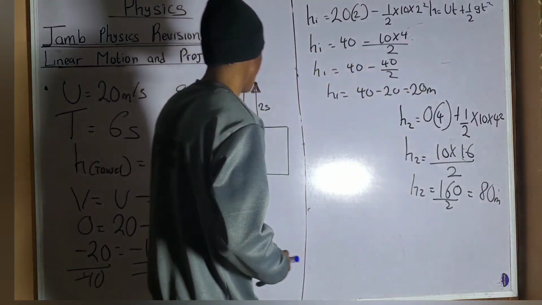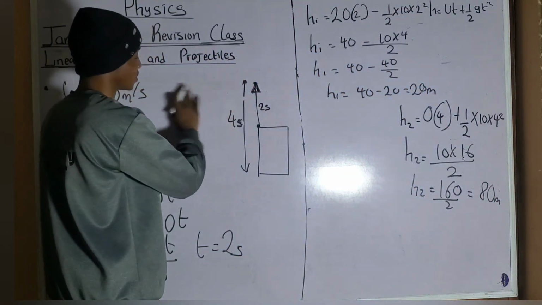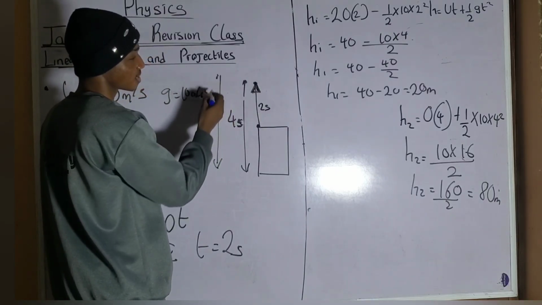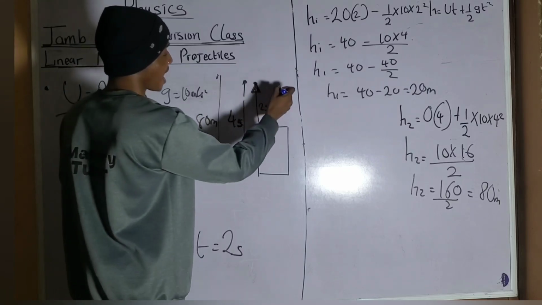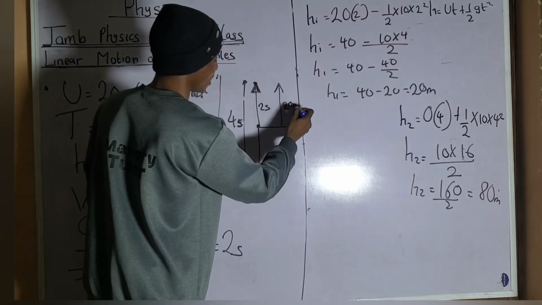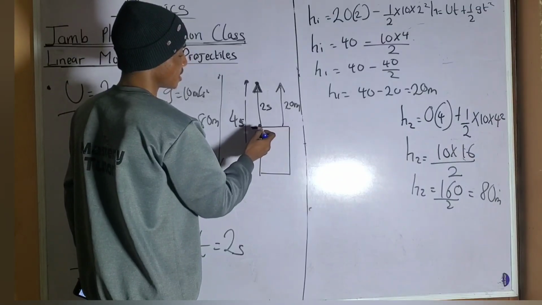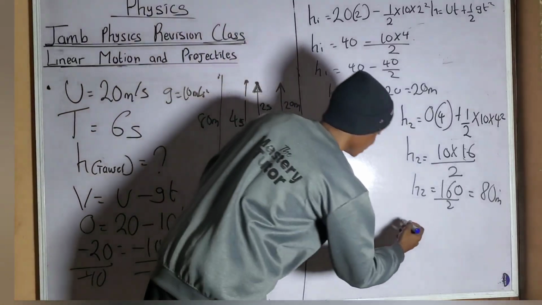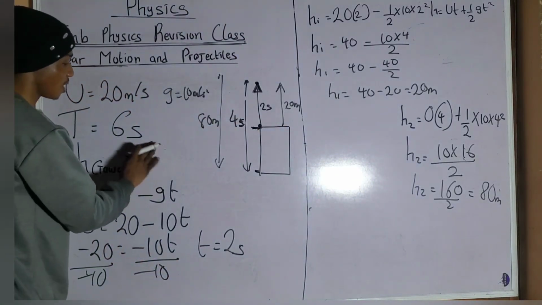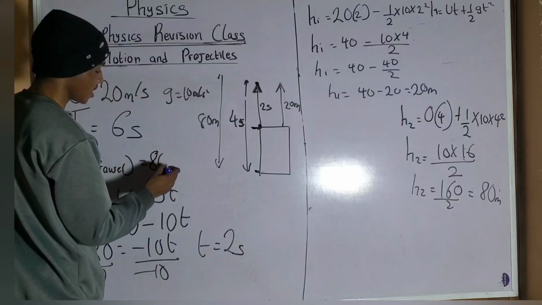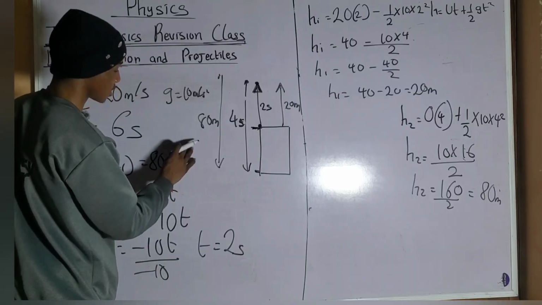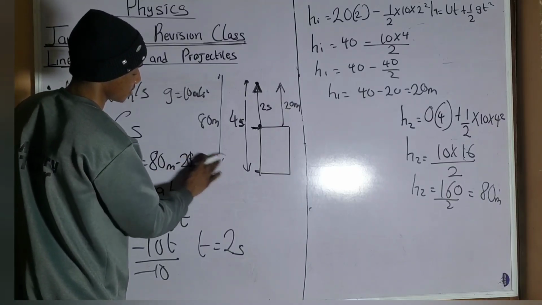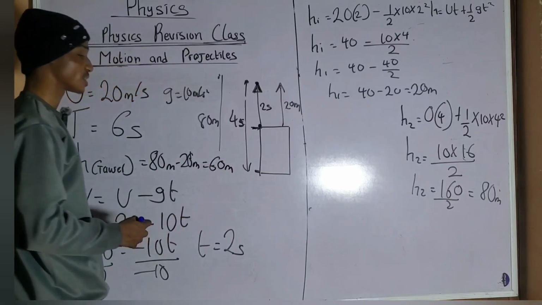Now, to get the height of the tower, we know that g equals 10 meters per second squared. Please pay attention. The height from this point to this point is 80 meters. And the height from this point to this point is 20 meters. Now, the height of the tower, which is the distance from this point to this point, will be the difference between this and this. Are you getting it? So the height of the tower will be equals to 80 meters minus 20 meters. That is what? 60 meters. The height of the tower is 60 meters.